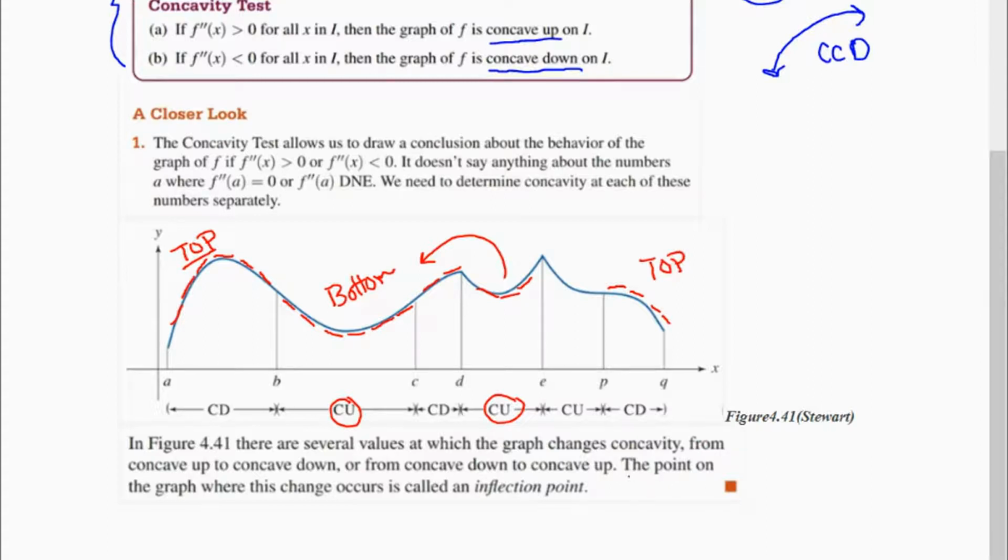So important to point out, the point on the graph where the concavity changes is called an inflection point. So for this graph in particular, B is an inflection point, C is an inflection point, D is an inflection point, E is not an inflection point, but P is an inflection point. The reason E is not considered an inflection point is because it was concave up to the left of E, and it is also concave up to the right of E.